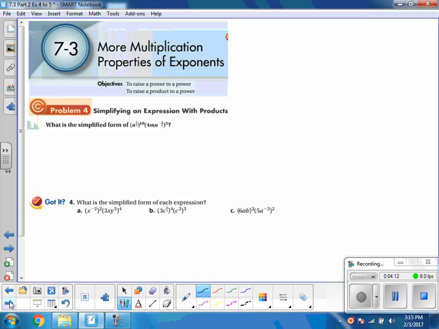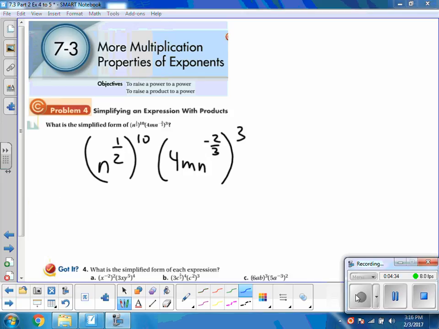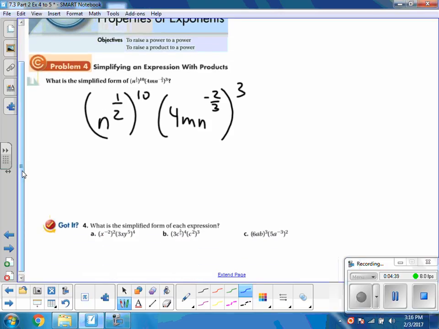All right, let's look at another problem here. So we have to raise a power to a power, and that's kind of what we're looking at. Okay, simplify an expression with products. What is the simplest form of n to the half power to the 10th power times 4mn to the negative 2/3 power, all to the 3rd power? Let me pause so I can read what that tiny little number is. All right, I found it. It was -2/3. All right, so this is a power to power. So this is saying n to the half times 10. And then I need to distribute this 3 to all these pieces here.